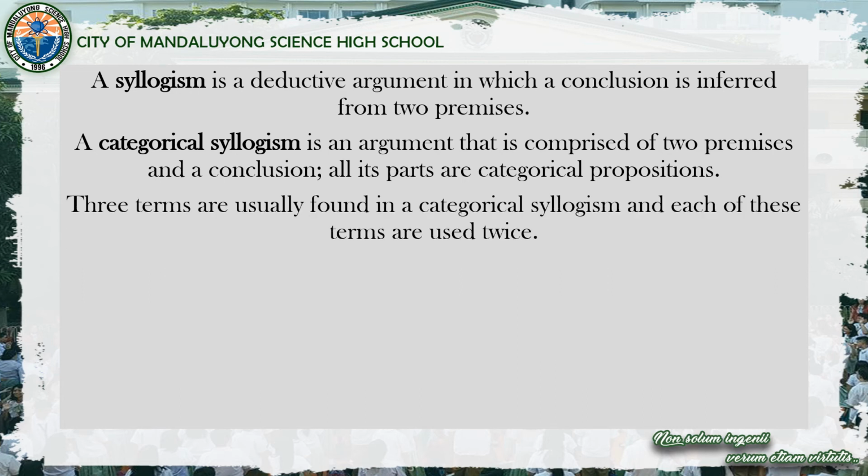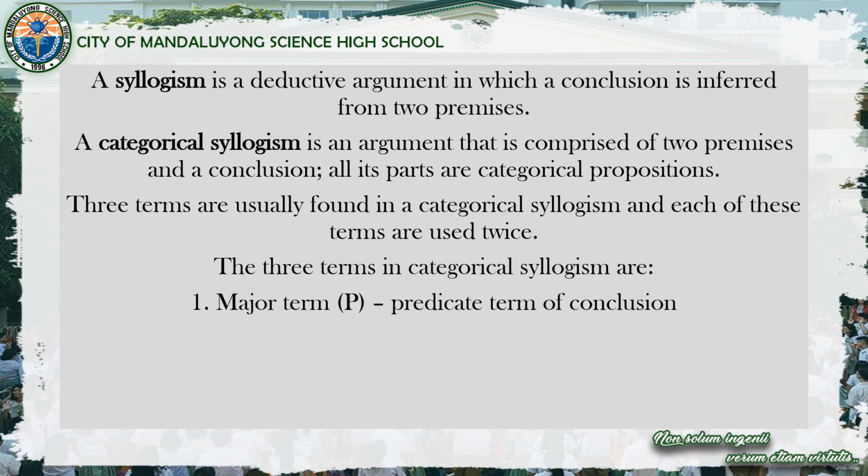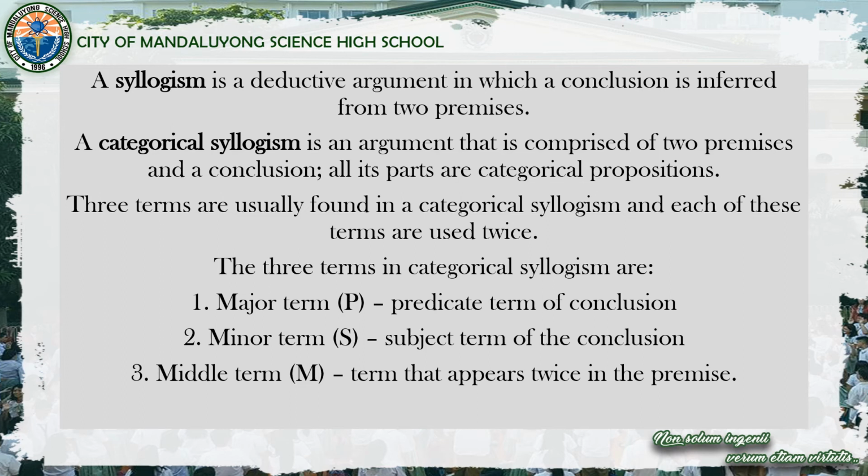So, as they say, there are three important terms that we must learn and familiarize ourselves with in order to understand how these are analyzed for validity and correctness. And according to Patrick Hurley, these are the three terms. The major term refers to the predicate term of the conclusion. The minor term is the subject term of the conclusion. And then the middle term appears twice in the premises. Okay?